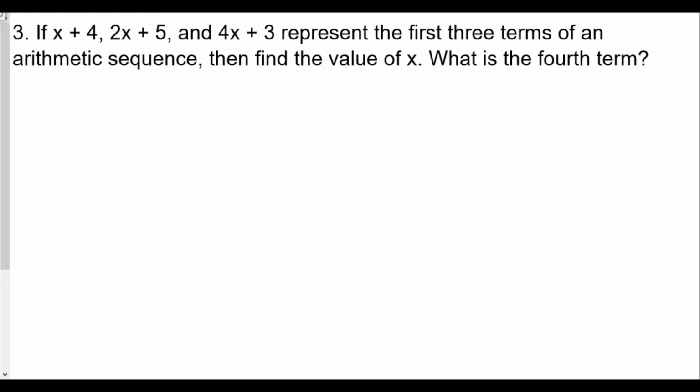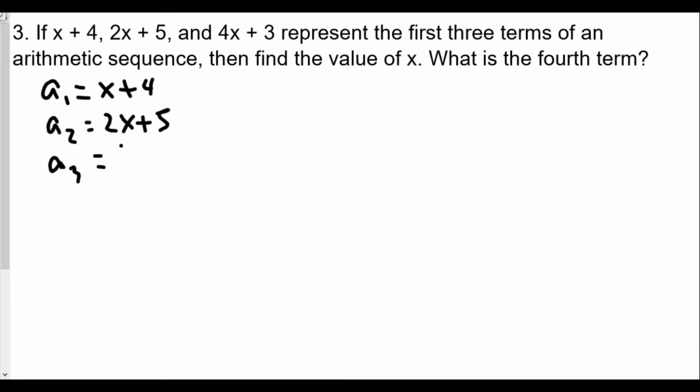Okay, so we're now going to question number 3, where it tells us that x plus 4, 2x plus 5, and 4x plus 3 represent the first 3 terms of an arithmetic sequence. Then find the value of x. What is the 4th term? So in an arithmetic sequence, we'll list a1 as x plus 4. They tell us that a2 is equal to 2x plus 5.